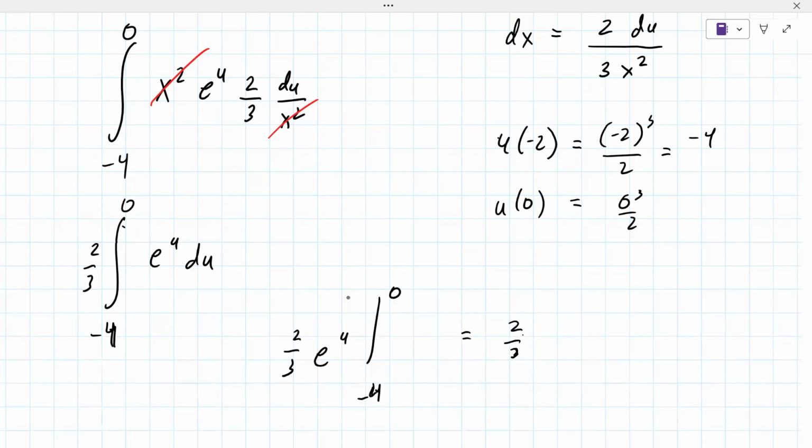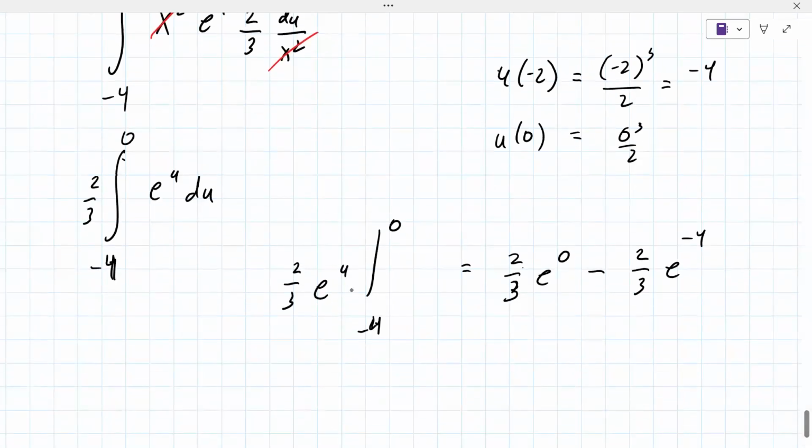So this is 2/3 e to the 0 minus 2/3 e to the -4. So it's 2/3 minus 2 over 3 e to the 4th. And then that's how the answer would look. That's it, yeah. Okay.